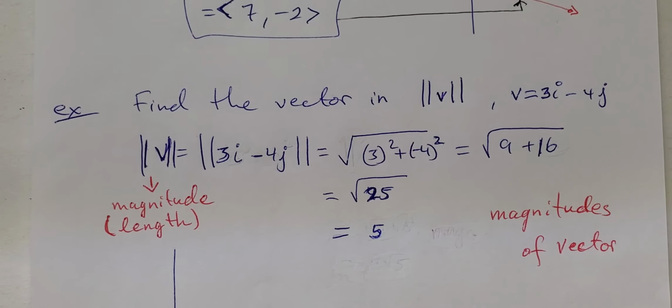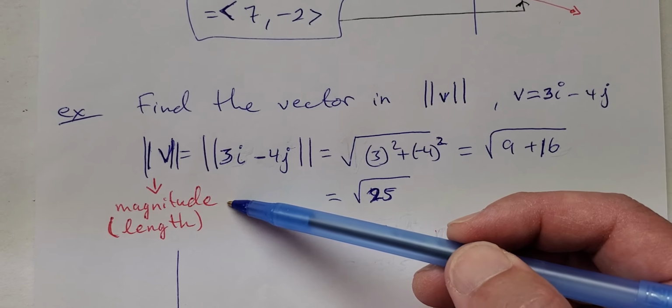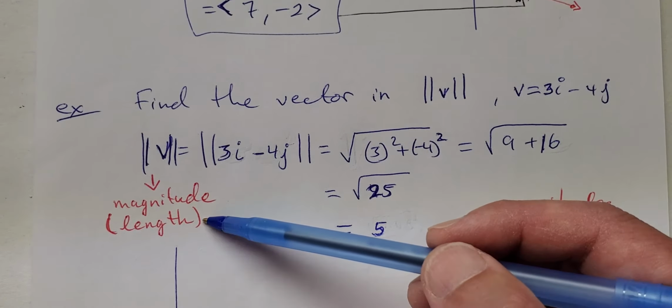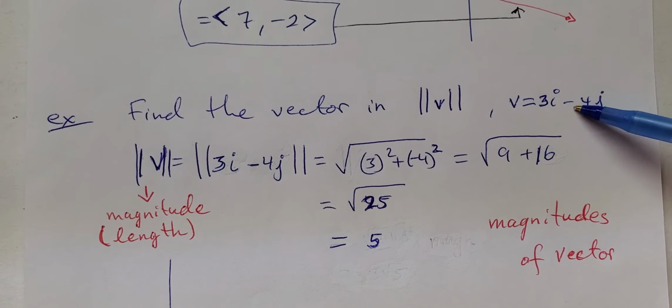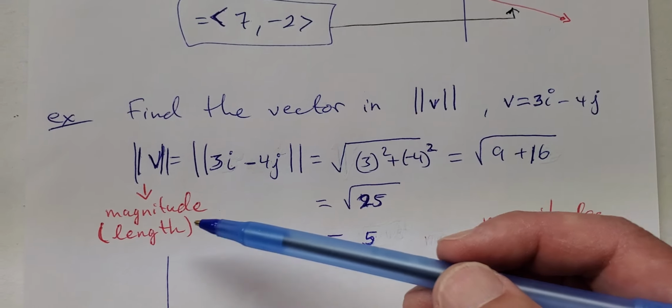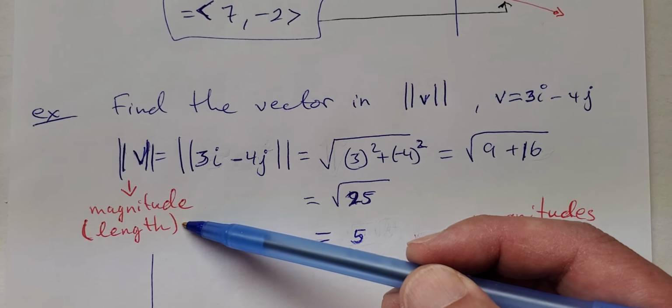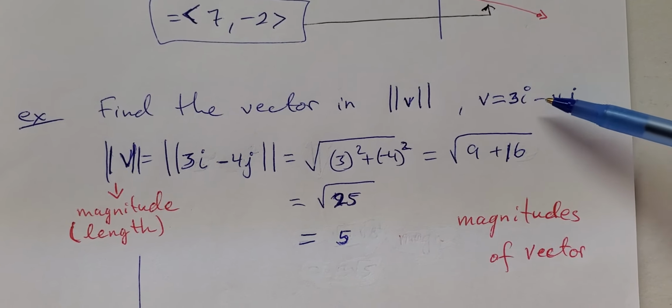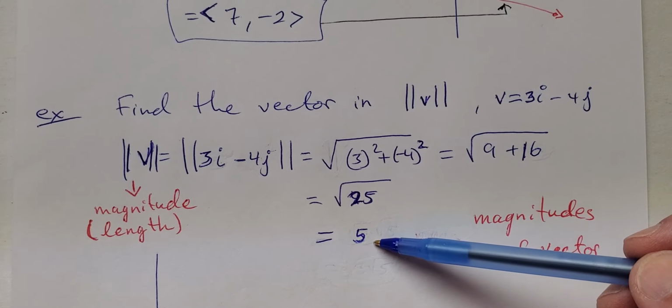Again, magnitude is a fancy way of saying the length. Every vector has a direction, an angle, and a length. So this vector right here where I'm circling has a length of 5.